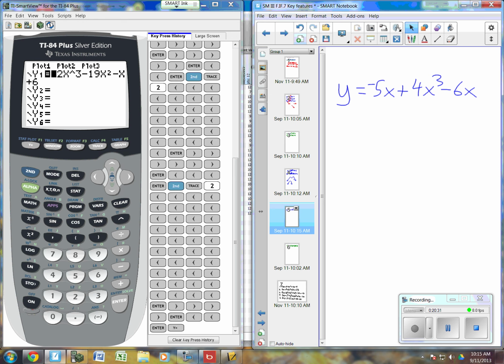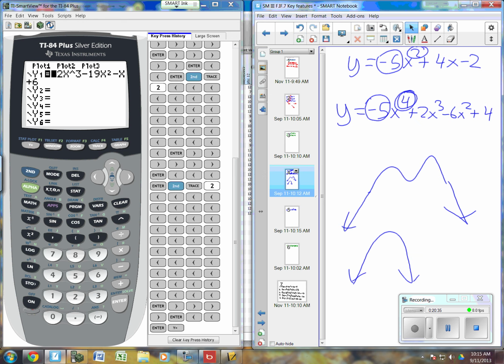Say that again. Well, no, the last one, that was a negative 5x to the fourth. So since it's even, they're both either going to be going up or down. Since the power is even, they're both either going up or down, right? If it's negative, they're both going down.